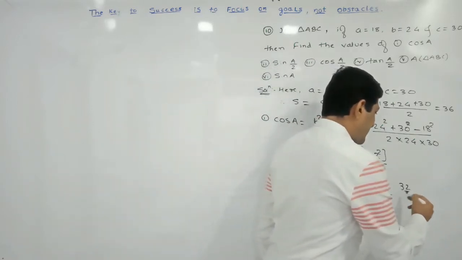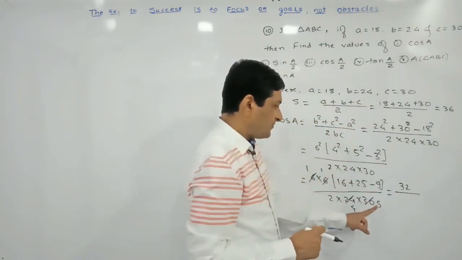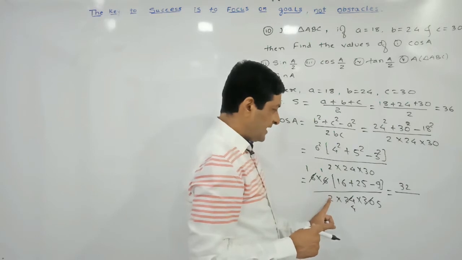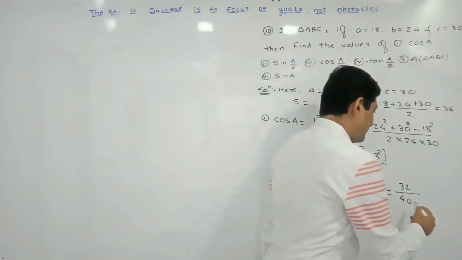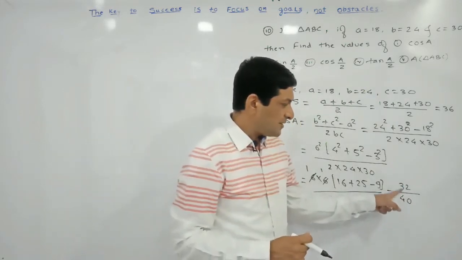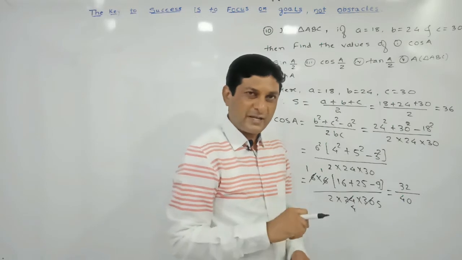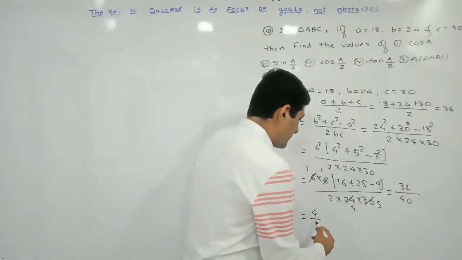In the numerator we are getting 32 and in the denominator let us see what we will get. 5 into 2 is 10 and 10 into 4 is 40. So in the denominator we are getting 40. Let us simplify it. We can observe that both the terms are divisible by 8. 8 fours are 32 and 8 fives are 40. So here we will get 4 by 5.